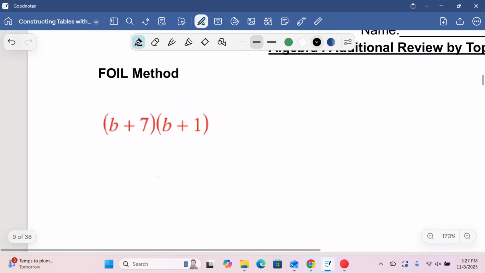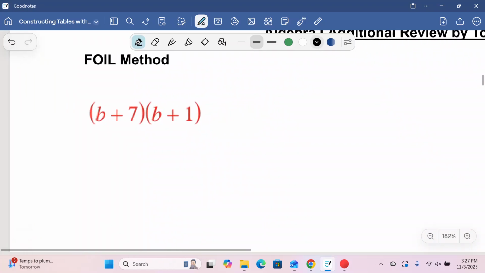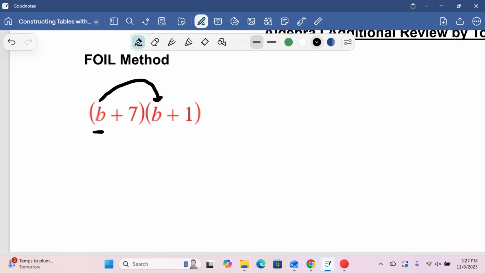So we're going to go ahead and look at what we're going to do first with our FOIL method, and I am going to put this ink in black. The way we do our FOIL method is that we're going to underline the first term. You see the terms b plus 7 and b plus 1. So we're going to distribute the b into the b, and you know that b times b is b squared. So we are going to write that down.